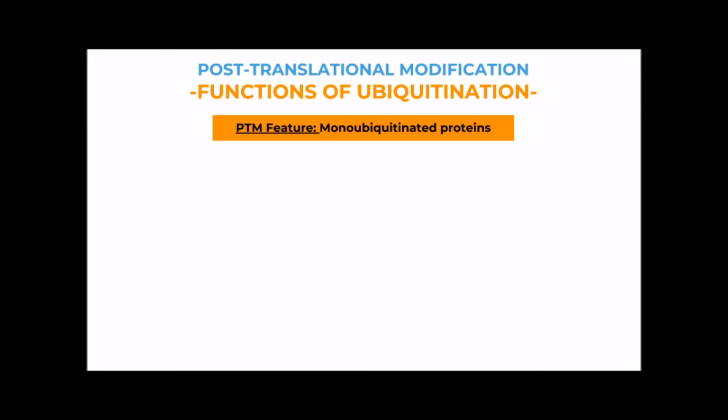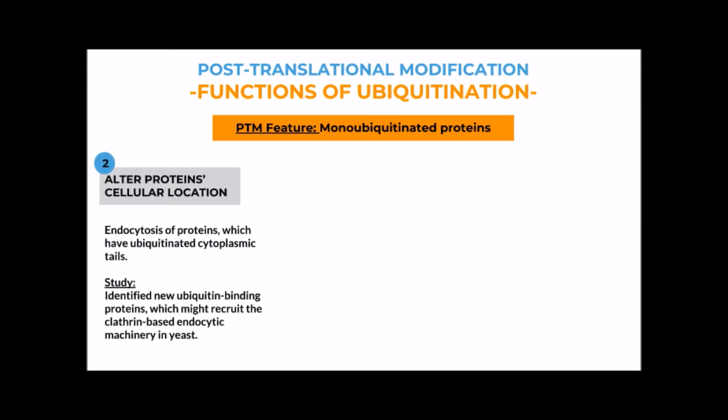Another function, or the second function, of ubiquitination is that it is able to alter the protein's cellular location, such that a study done by Linda Hick identified new ubiquitin binding proteins that may recruit the clathrin-based endocytic machinery in yeast.